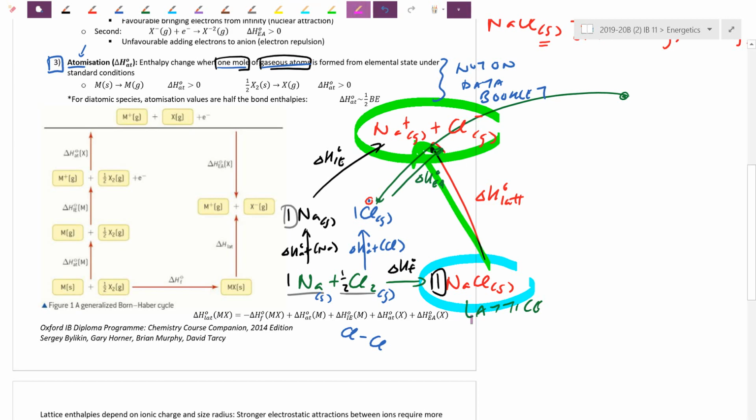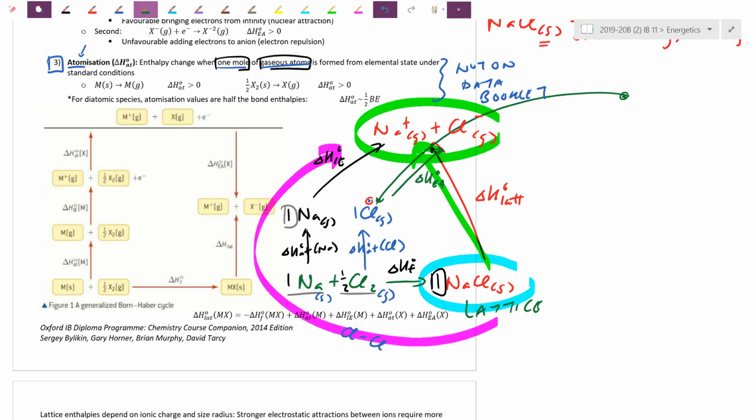What I can do here is work around this side of the cycle. I can undo the formation, follow the atomization, follow the ionization and electron affinity, and I'm going to end up in the same position. Hess's law says it doesn't matter whether it's the detour or the straightaway pathway. The combination of all these mini steps gives you the overall. I know that looks a little bit scary, but that is our Born-Haber cycle.